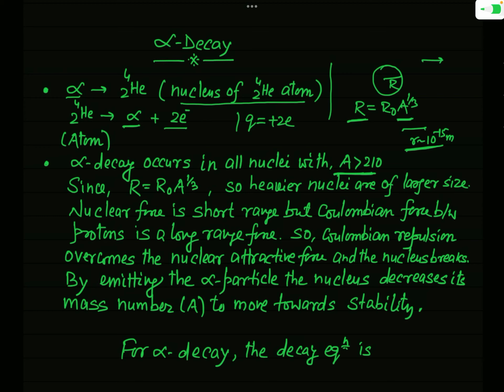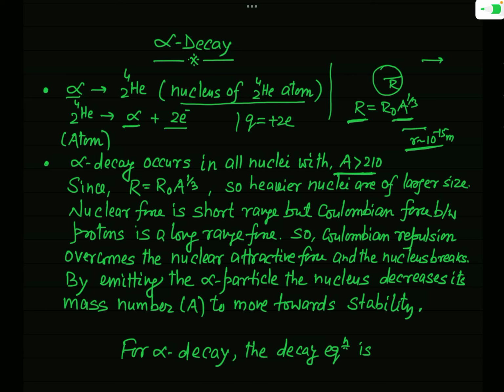So the nucleus tends to decrease its mass number. Why will the nucleus tend to decrease its mass number? Because when mass number A is decreased, its size will be decreased. And when size is decreased, the attractive nuclear force will overcome the Coulombian repulsion. So such nuclei have a tendency to decrease their mass number to get stability. Are you getting the things?